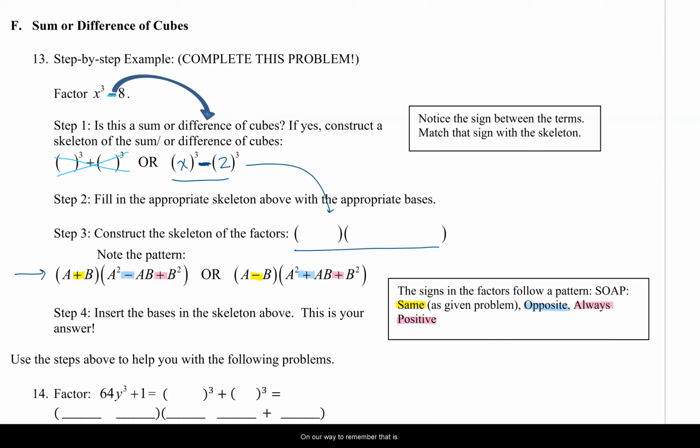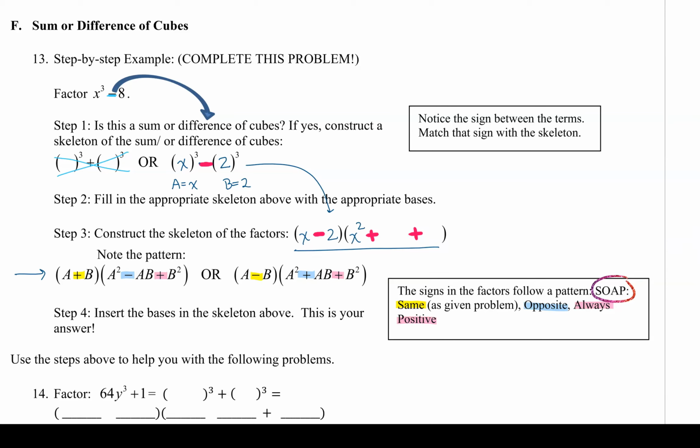And the way to remember that is SOAP. Same, opposite, always positive. So I'm going to write down my signs based on the sign up here, it's negative: same, opposite, always positive. Then I can write in the bases based on this pattern. A is going to be my first base. B is my second.